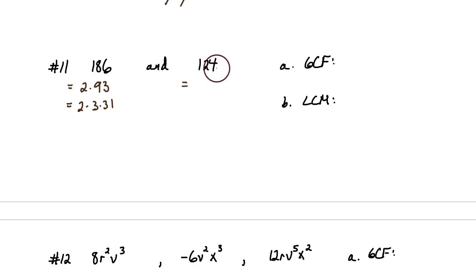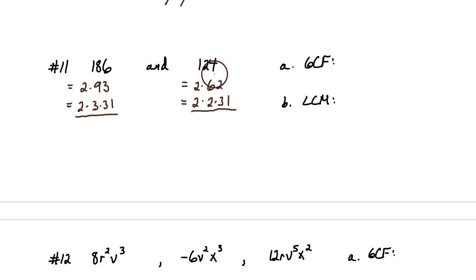124 can also be divided by 2. This can be written as 2 times 62. But 62 is 2 times 31. Here is the prime factorization of 186, and here is the prime factorization of 124.